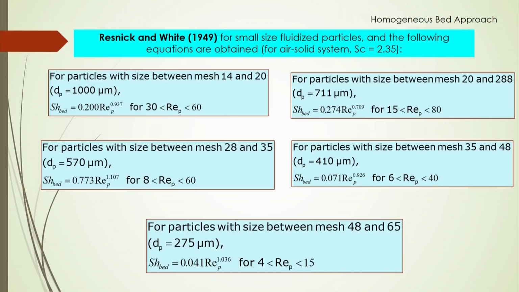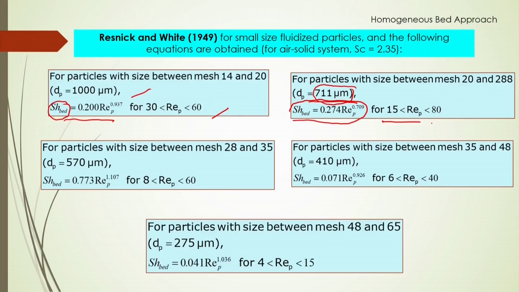For an air-solid system they have measured, considering that the Schmidt number is equal to 2.35, and based on that they have given this correlation. If the Reynolds number of the particle is in the range of 30 to 60 and the particle diameter is 1000 micrometers, then the Sherwood number, that means the mass transfer coefficient, can be calculated from this relation. Whereas if the particle diameter is a little bit lower than 1000, that means 711 micrometers, then the Sherwood number is to be calculated from this equation.